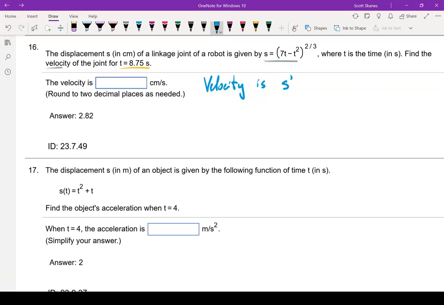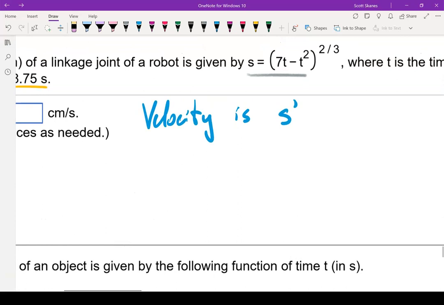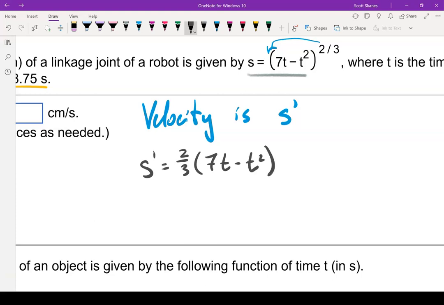S is the displacement. The change of displacement, the rate of change of displacement, is velocity. So just get the first derivative of this function. I'll put them all together here. So first derivative, this is a general power rule, also known as the chain rule. So 2 over 3 comes in front. Inside stays the same. Are you seeing the pattern yet? I hope so. Reduce the power by 1, which is negative 1 over 3.